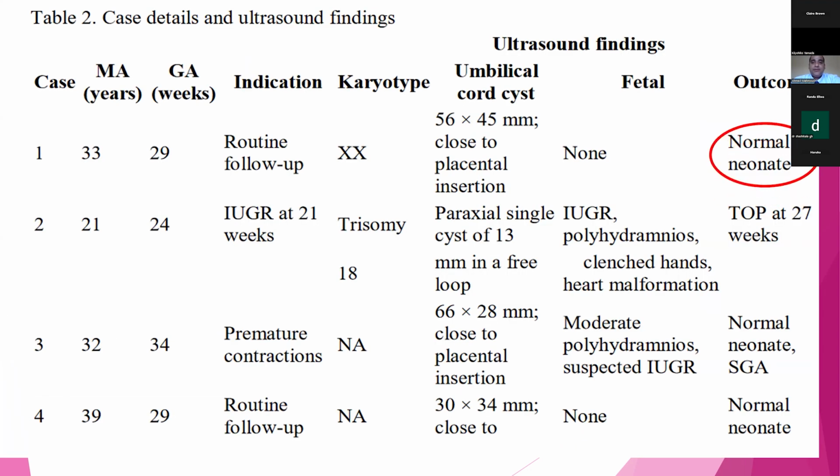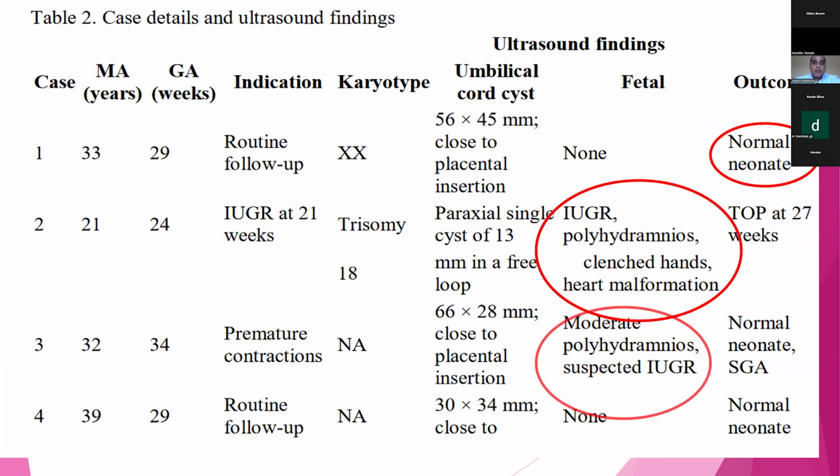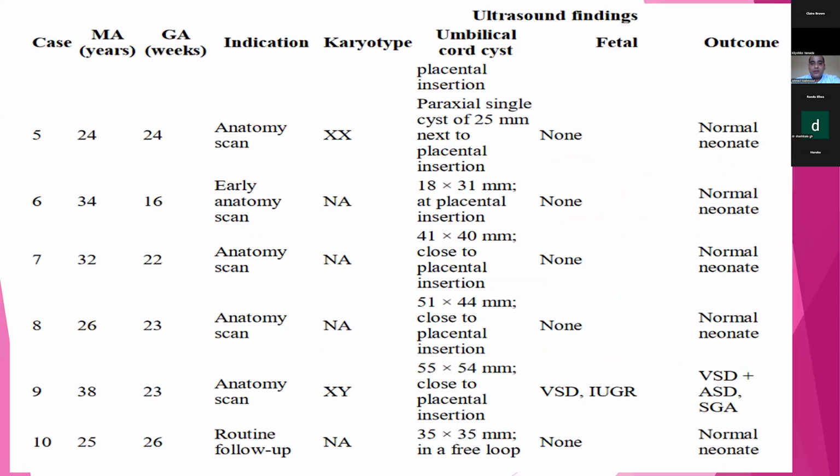Here, there are a few cases that were diagnosed during the second trimester, and some of them were associated with a normal neonate, and the others with IUGR and polyhydramnios, and others with moderate polyhydramnios and suspected IUGR.